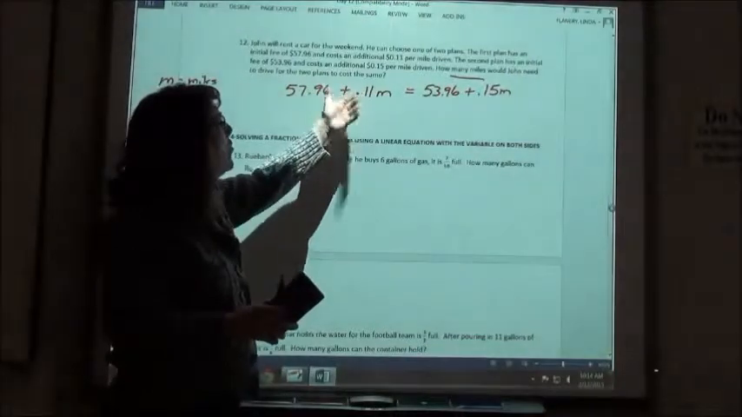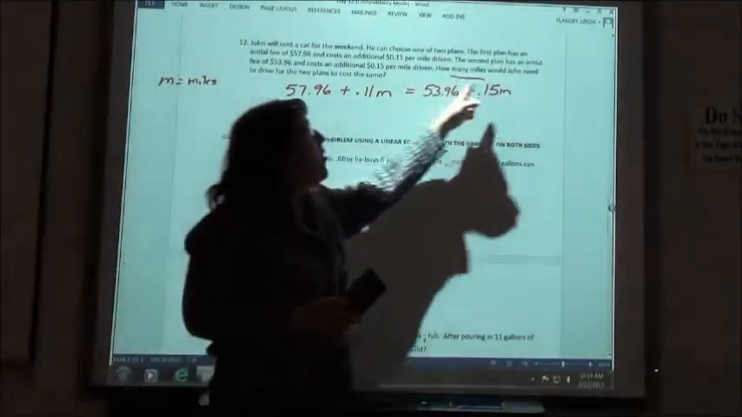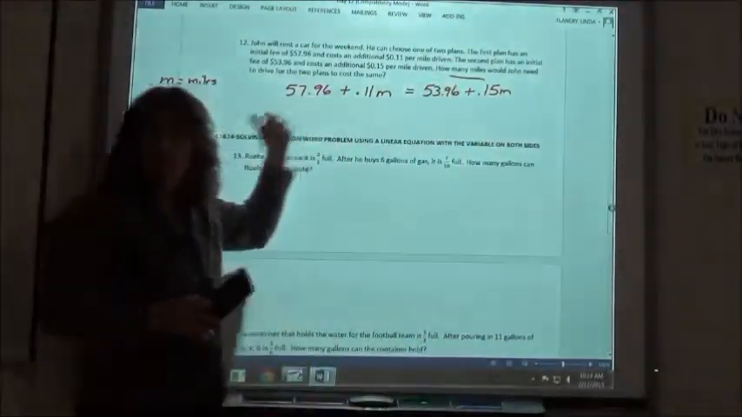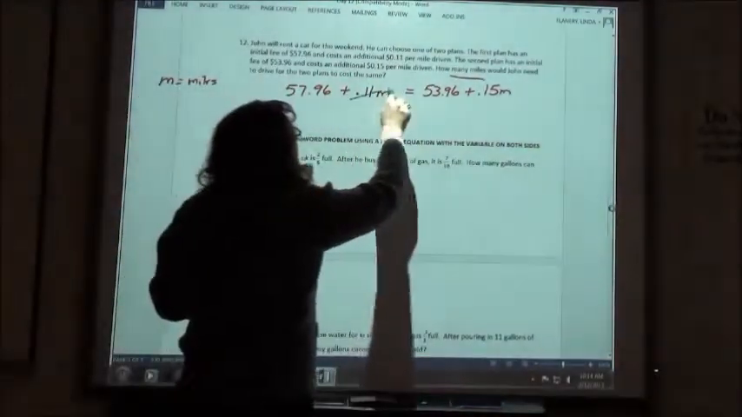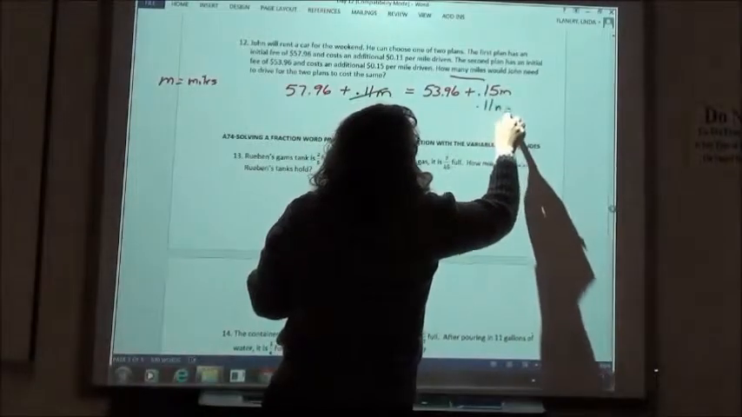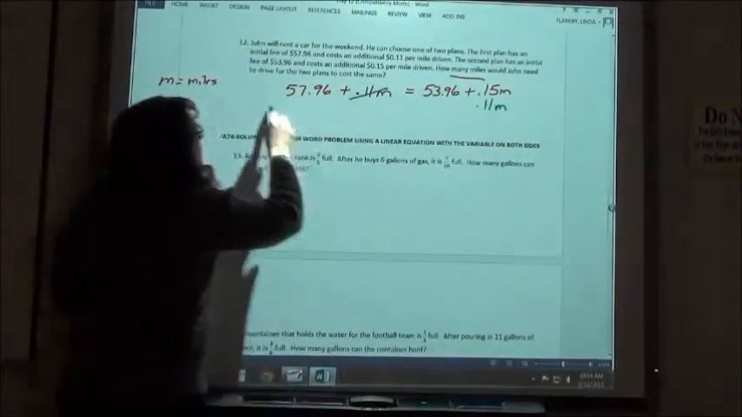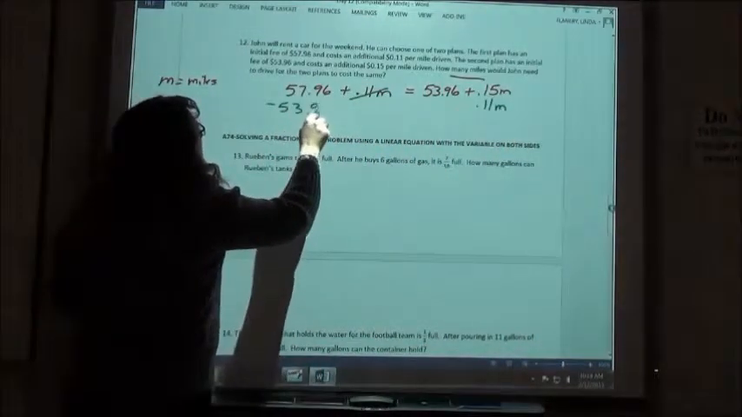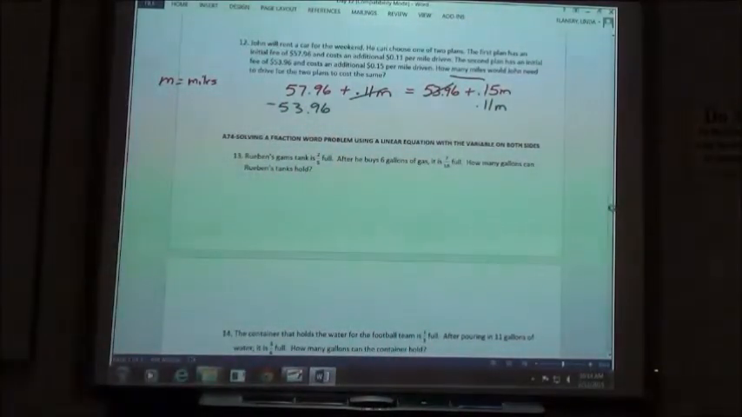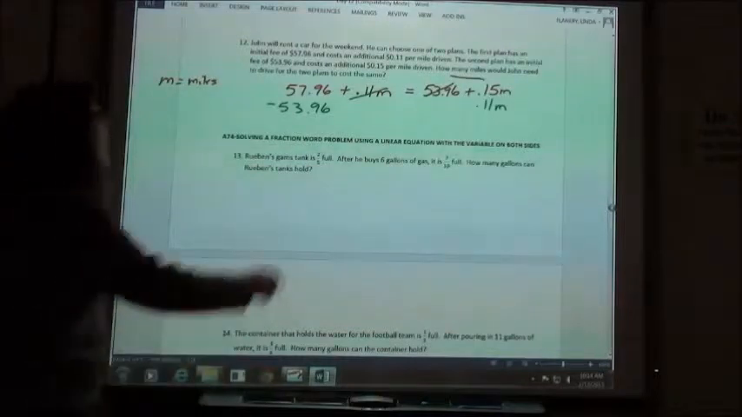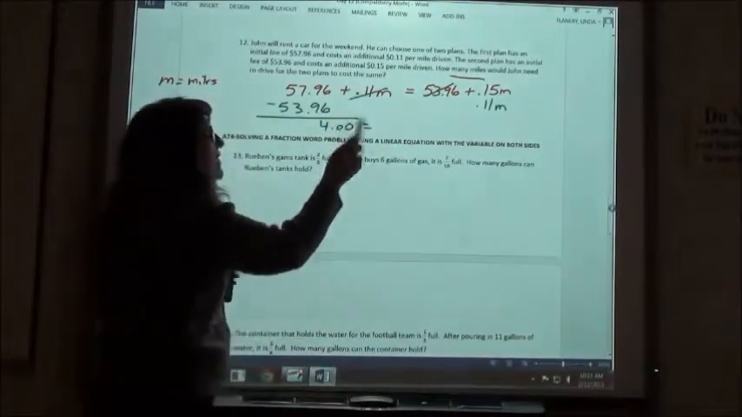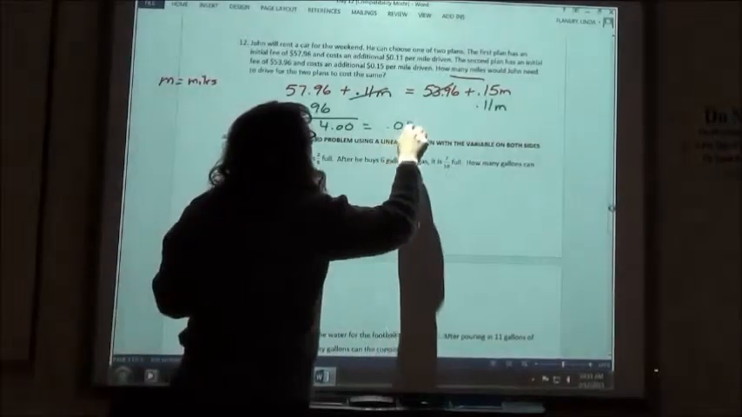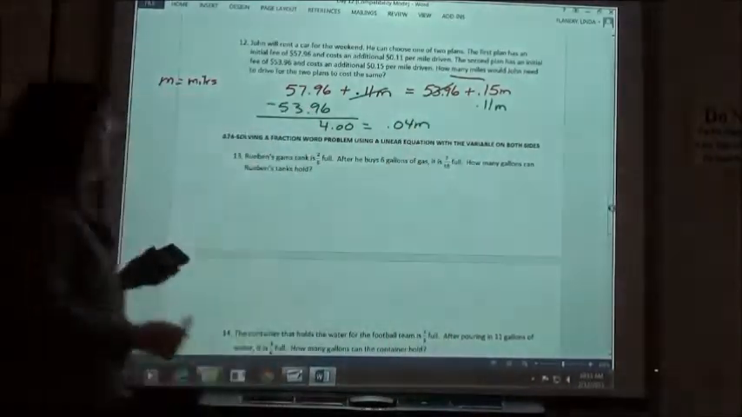Since I don't really like working with negatives, I'm going to move my M over to the right side. You can move it to the left side, you'll just end up with both negatives. But if I move it to the right side, then I'm going to end up with a positive. So I'm going to move my variable there, and I'm going to move my number over here, and that way I won't have to deal with the negative numbers. So $57.96 minus $53.96 will give me $4. 15 cents minus 11 cents is going to give me 4 cents per mile.